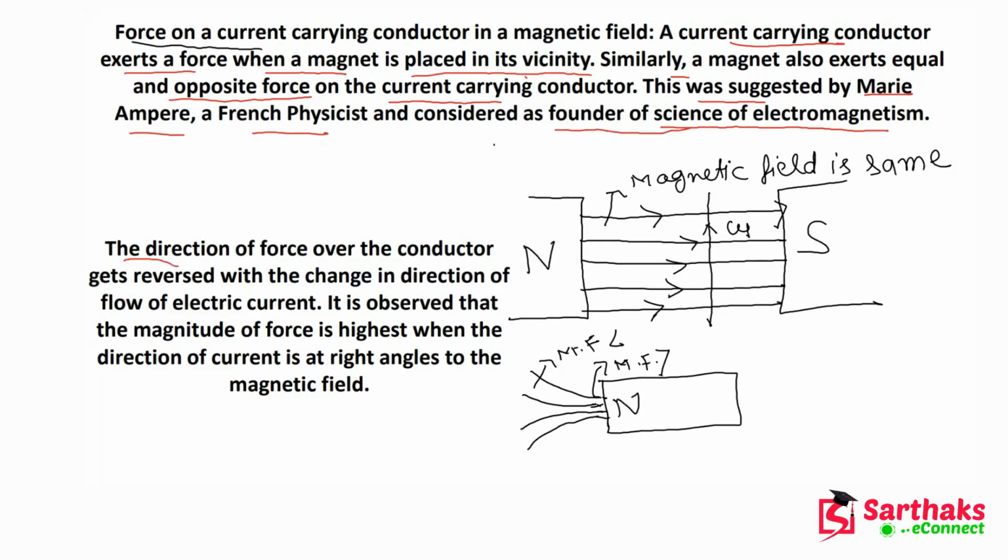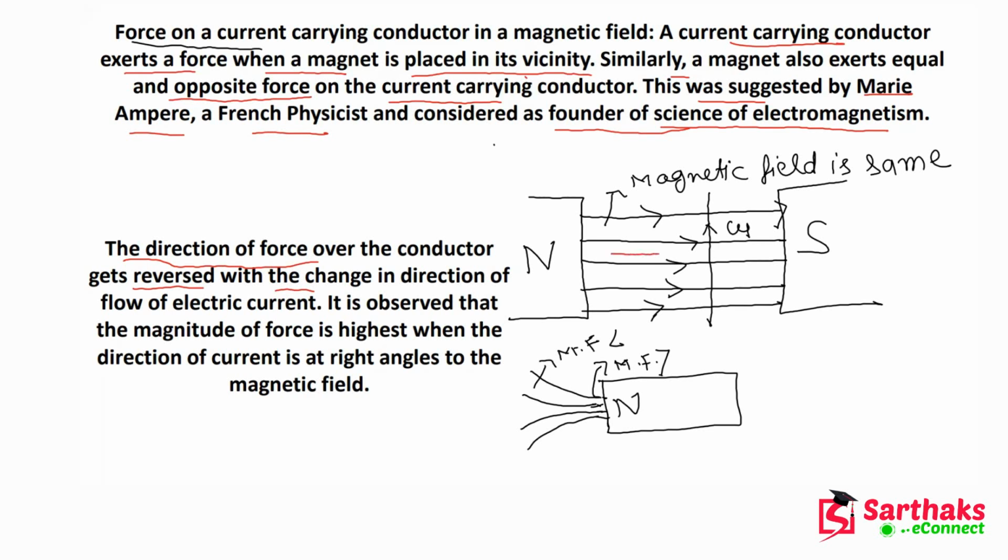Now, the direction of the force over the conductor gets reversed with the change in direction of flow of electric current. It is observed that the magnitude of force is highest when the direction of current is at right angles to the magnetic field. So here let me tell you what is written. Let's suppose this is your current carrying conductor. Okay, so now what will happen? This conductor will experience a force.